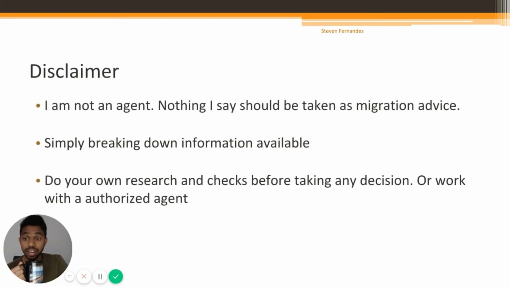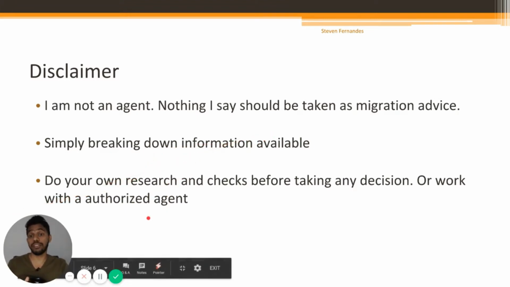So the different types of visa available, and just a quick disclaimer before I get into the content. I'm not an agent. Nothing that I say should be taken as migration advice. I'm simply breaking down information available. This is stuff that's all freely available at the Australian government's website. I encourage you to check the website as well before taking any decision, because the rules and the laws and the different types of visas available are being updated on a regular basis. They change every few years. So this is up to date to the best of my information, and which is available on the government website. But do your own checks and research before taking any decision, or work with an authorized agent if you don't have the time to do your own research.